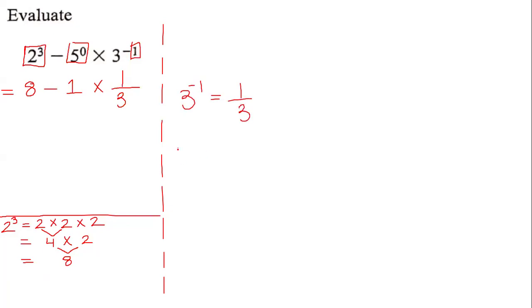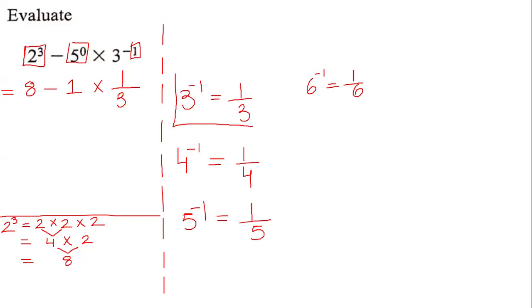And then 4 to the power of -1 means 1/4. It's the inverse, right? The inverse of 4, or we could say the multiplicative inverse of 4. 5 to the power of -1 is going to be what? 1/5. Similarly, 6 to the power of -1 is going to be 1/6. And so on and so on. So that means that 3 to the power of -1 is definitely what?